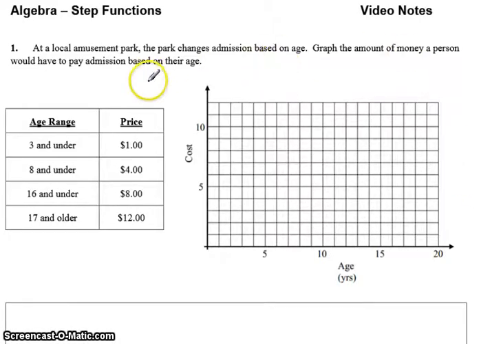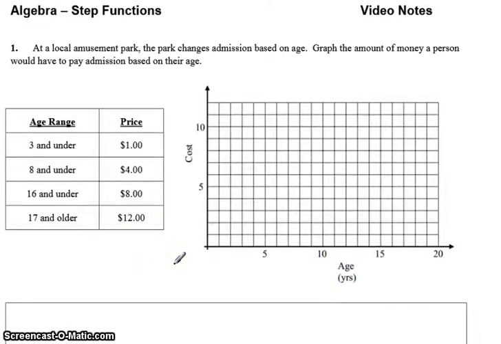It says, at a local amusement park, the park charges admission based on age. Graph the amount of money a person would have to pay admission based on their age. So we look at the table here. It says for anyone 3 and under, they pay $1. 8 and under, they pay $4. 16 and under, they pay $8, and 17 and older, they pay $12.